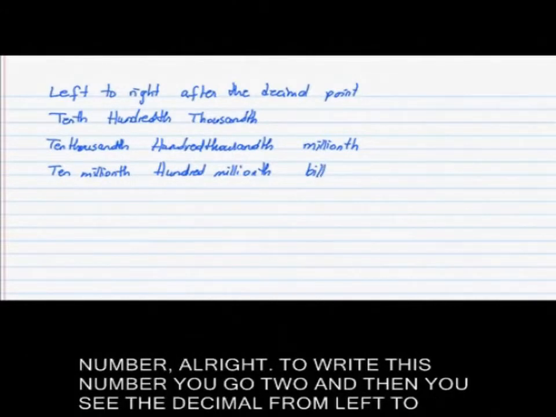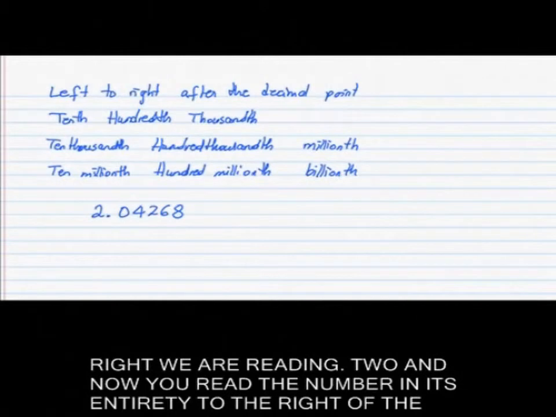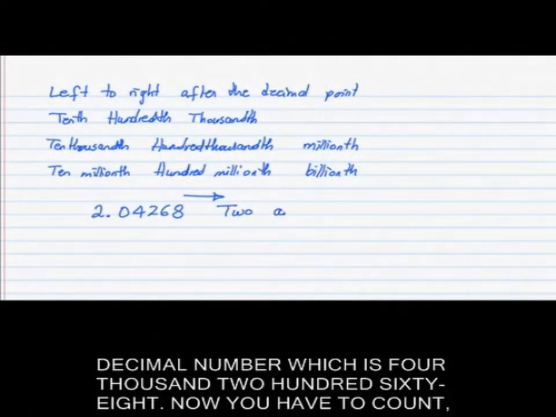So let's write a number. All right. To write this number, you go 2, and then you see the decimal, from left to right we are reading. 2 and. Now you read the number in its entirety to the right of the decimal, which is 4,268.